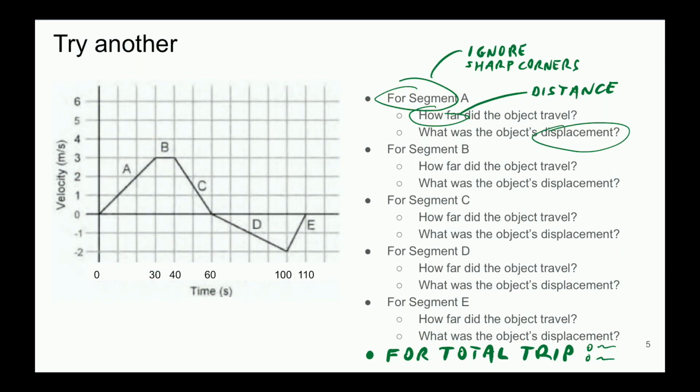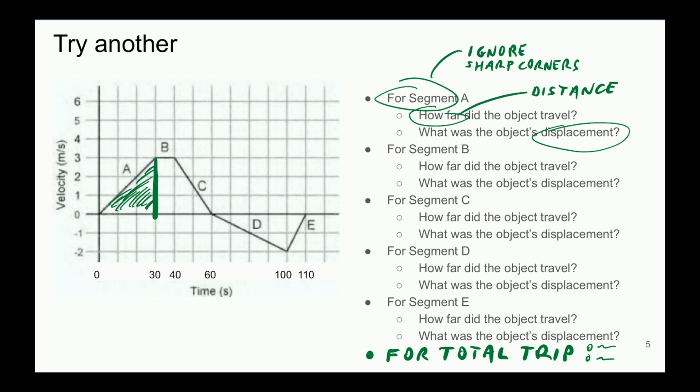Okay, so let's try one here. This is a little more interesting than the rectangular one we looked at. I'm going to focus on segment A here, and I'm going to look at the area under the curve. And for segment A, I can determine that the displacement, which is the area, is 3, which is the height, times 30, that's 90.